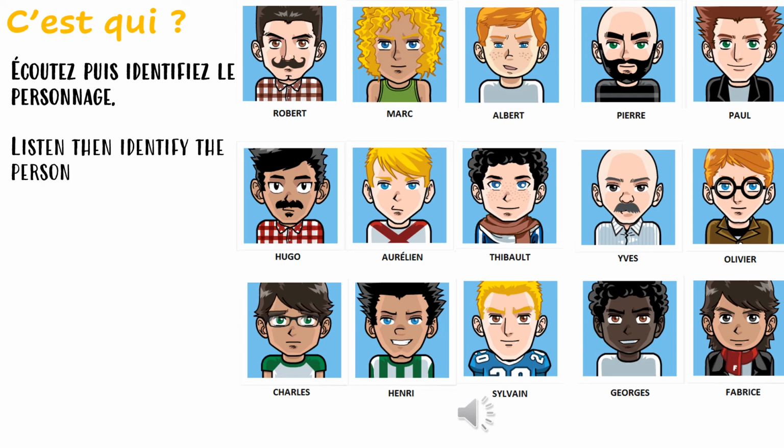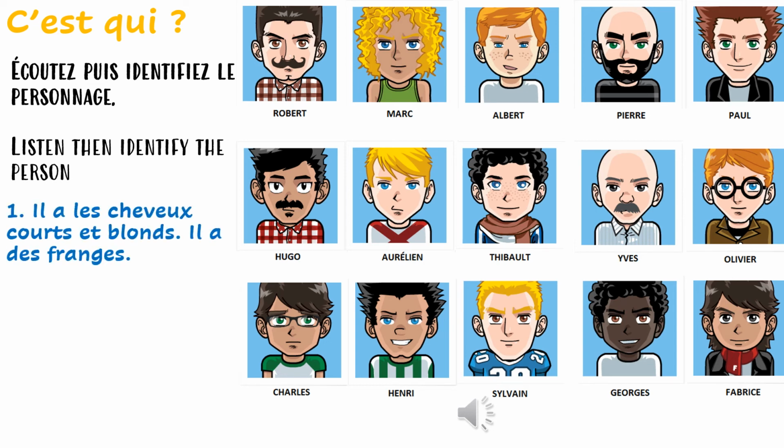So we're going to start it off with some hair color. Okay, so the first one. Il a les cheveux courts et blonds. Now there are quite a few guys here who have les cheveux courts et blonds. What is that sentence saying? Il a des franges. What is des franges? I'm not going to tell you just yet. So let's look at the first criteria. Il a les cheveux courts et blonds.